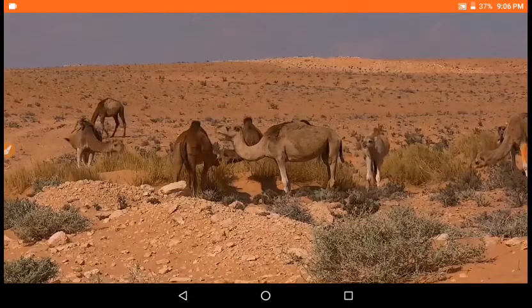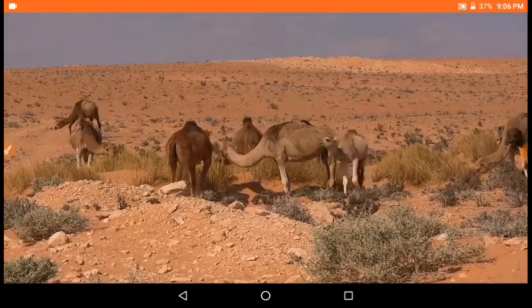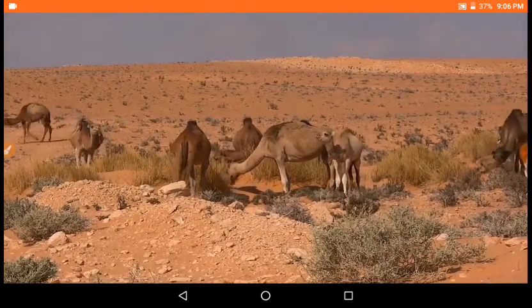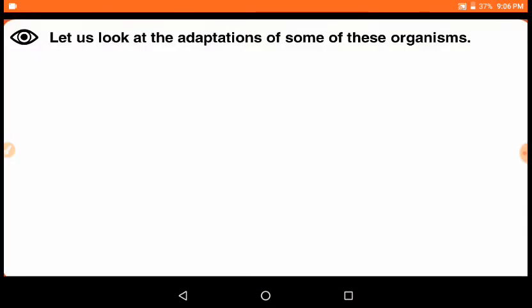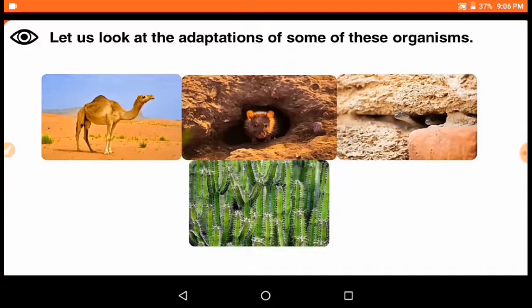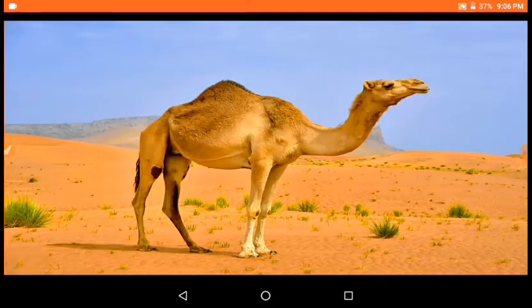As the temperatures are high and there is very little rainfall in the desert, animals and plants have adapted in different ways to survive. Let us look at the adaptations of some of these organisms. The first animal we will look at is a camel.